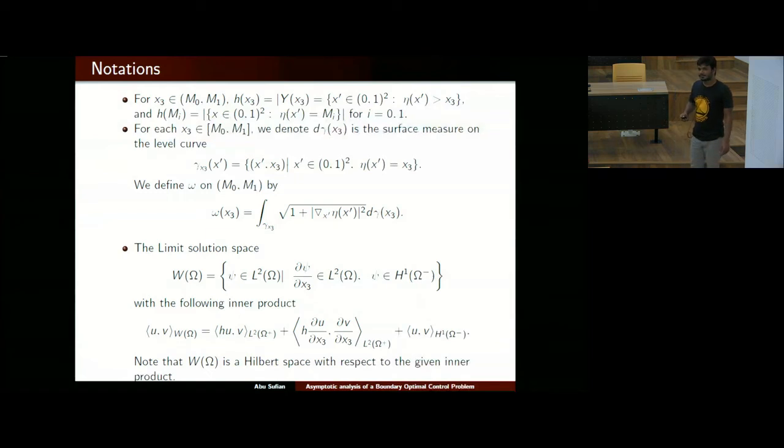Like h(x3) is the measure. Like for each level, we have the width of the reference cell. And this W omega is a Hilbert space for this inner product. This W omega, if you remove h, is also isomorphic to the usual anisotropic Sobolev space introduced by Professor Guardiola.